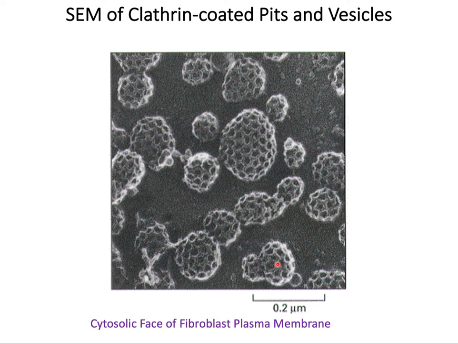and clathrin-coated vesicles. This is a cytosolic face of a fibroblast. Just to orient you, imagine you are standing inside the cell and looking up at the plasma membrane. All these clathrin-coated pits are forming towards you, so that is what you are looking at in this scanning electron micrograph.